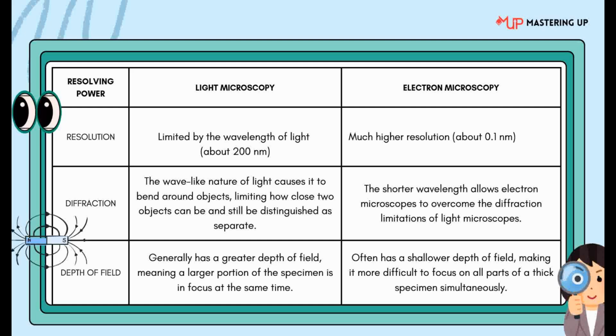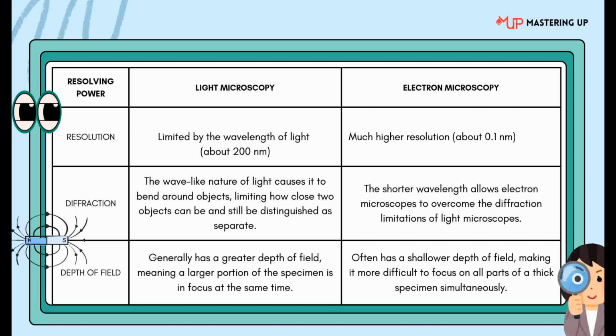Electron microscopy, however, offers much higher resolution. Instead of light, it uses electrons, which have a much shorter wavelength. This allows electron microscopes to distinguish between much smaller structures, revealing details down to the nanometer level.